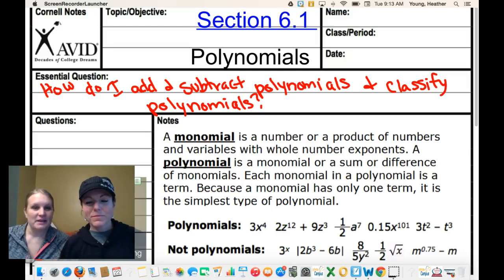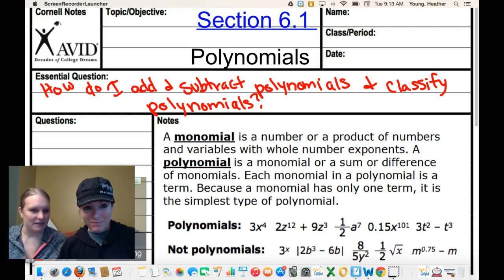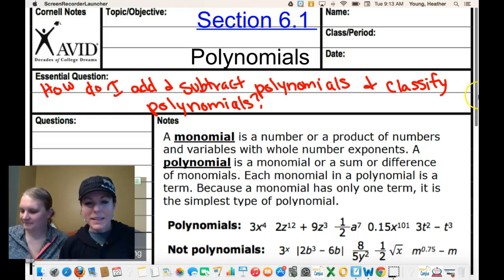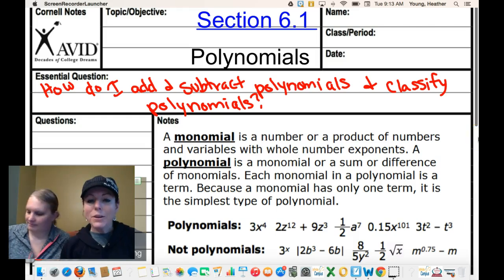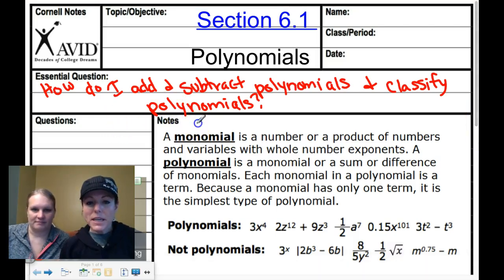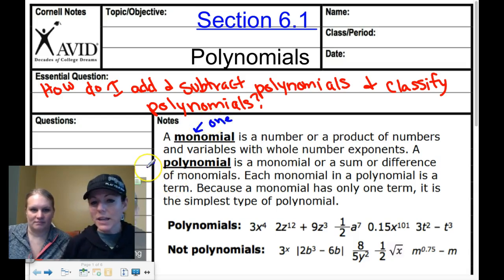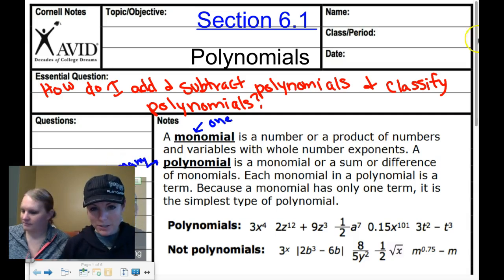All right, today we are seeing how do I add, subtract polynomials and classify polynomials. Exactly. So we're going to try to define the difference between a monomial and a polynomial. It's pretty straightforward. A monomial, all that means is it's a number or a product of numbers and variables, but the key here is, maybe Miss Boyd can highlight, they have whole number exponents.